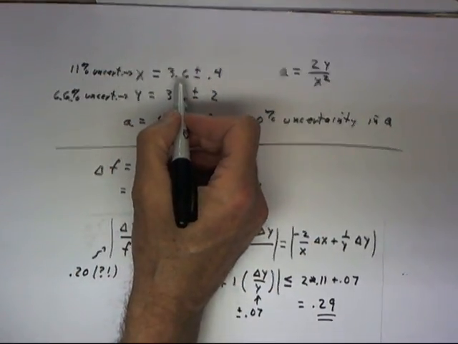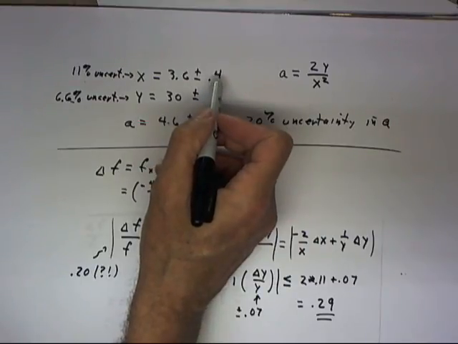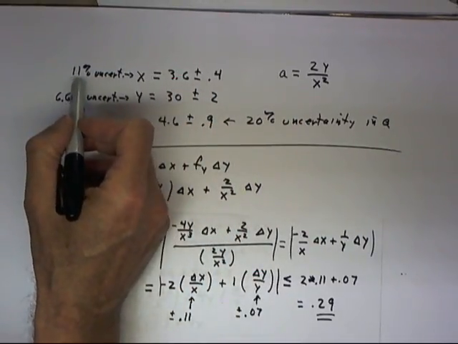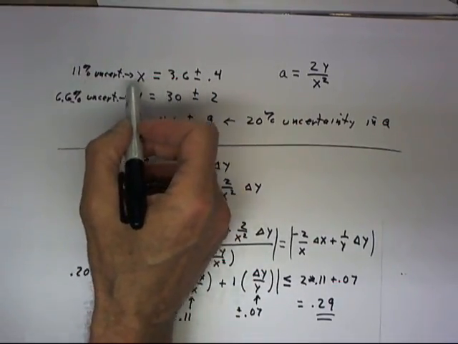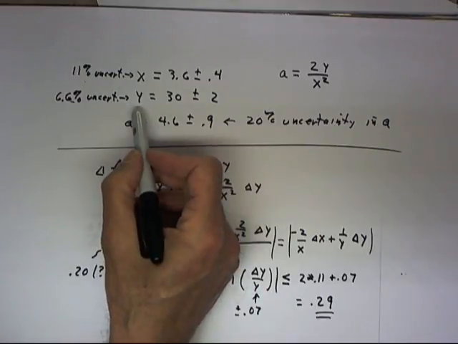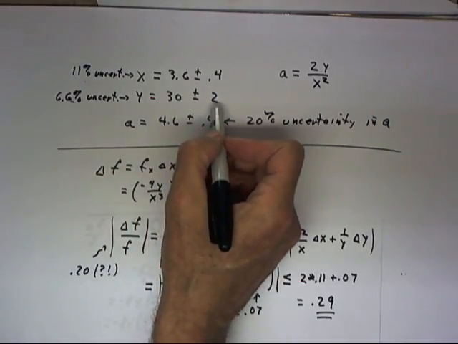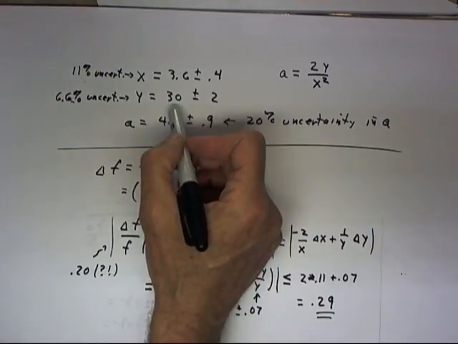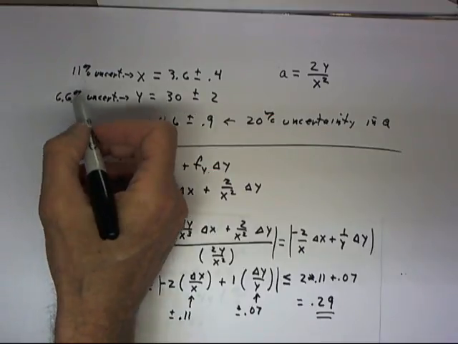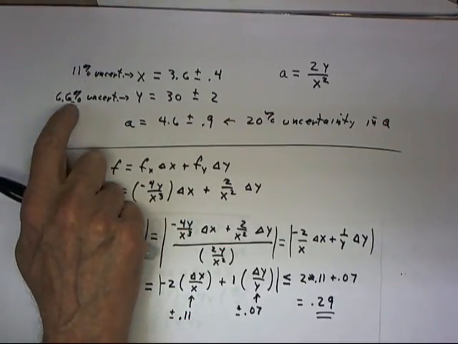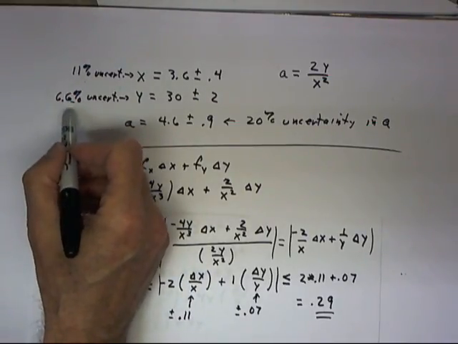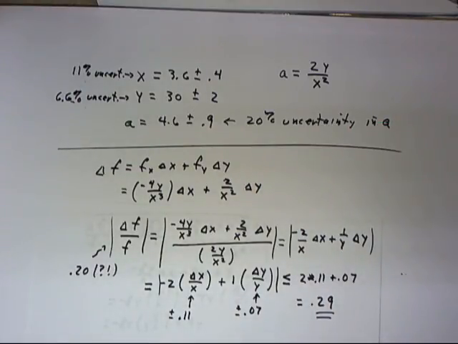recall that our x value is 3.6 plus or minus 0.4. 0.4 is 1/9 of 3.6, and 1/9 is about 0.11 or 11%. So we have what amounts to an 11% uncertainty in our observation of our x value. Our y value is 30 plus or minus 2. 2 is 1/15 of 30. 1/15 is actually 6 2/3%. I wrote this as 6.6%. It's really 6.6 repeating. I do have a few little dots down there just to protect myself, but I should have written this as 7%, but I wrote it as 6.6, so we'll live with it for now.